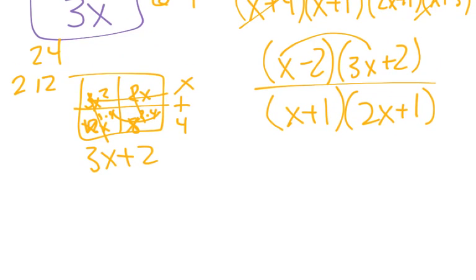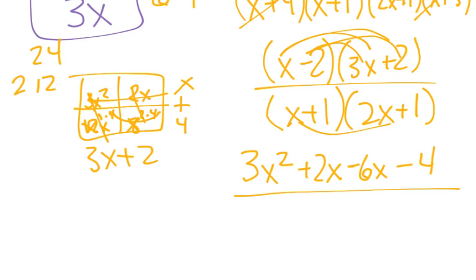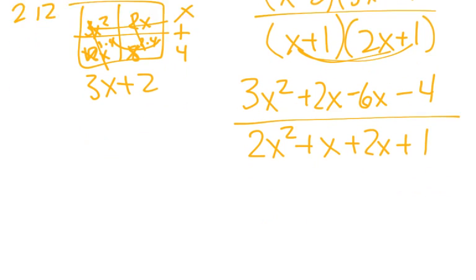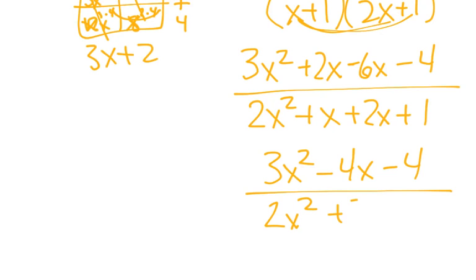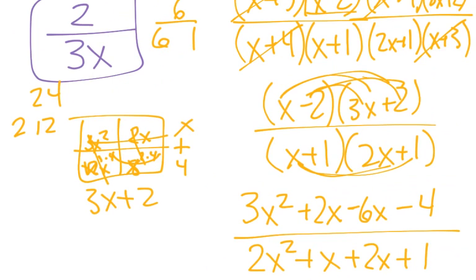If you really wanted to, you could multiply through here and get 3x squared plus 2x minus 6x minus 4 over 2x squared plus x plus 2x plus 1. Simplify it one more time and you get 3x squared minus 4x minus 4 over 2x squared plus 3x plus 1. So that one would work. That one would work as well. So I just leave it in the simpler form.